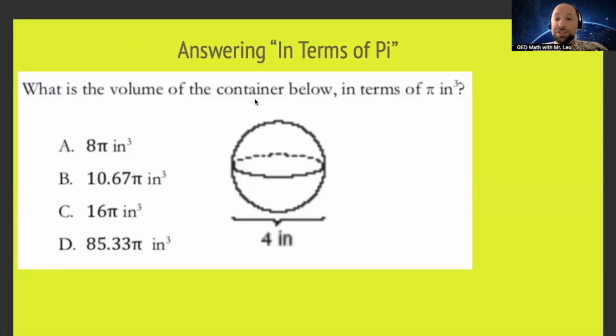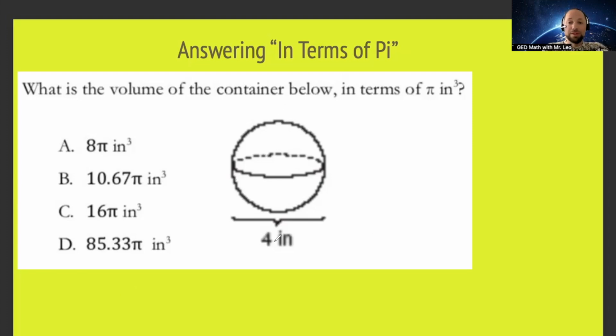Here we go. Answering in terms of pi. What is the volume of the container below in terms of pi inches cubed? If you want, take a minute, pause this video, and try to work this out on your own in your notebook. Okay, did you get a chance to work it out? Let's check our answers here.